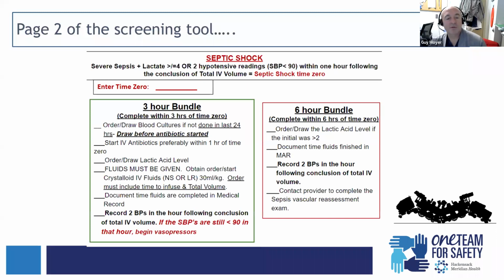So again, this is just reviewing the second page of your screening tool. What the septic shock criteria is, that's your severe sepsis plus your lactic acid equal or greater than 4 for your repeat. Hypotension with a systolic blood pressure reading of less than 90 within 1 hour after the conclusion of your total fluids. And that's your septic shock times 0. So we reviewed our 3-hour bundle before, as well as our 6-hour bundle. Just very important to ingrain it into your brain to make sure that you get those 2 readings of your systolic blood pressure post-fluid infusion.